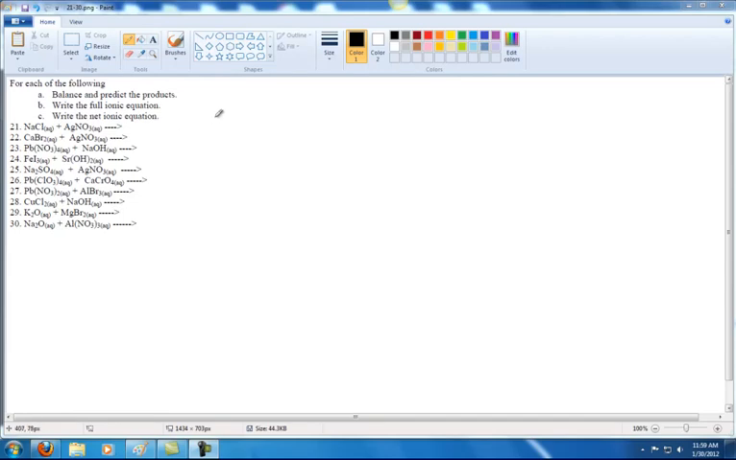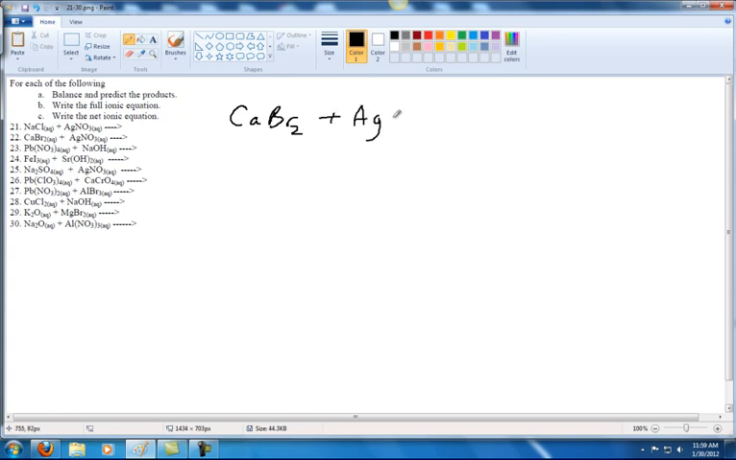Alright, so now we're looking at number 22, and we've got CaBr2 plus AgNO3, and again we figure out that the Ca will join with the NO3 and the Br will join with the Ag. So now we'll try and figure out how these are going to combine.